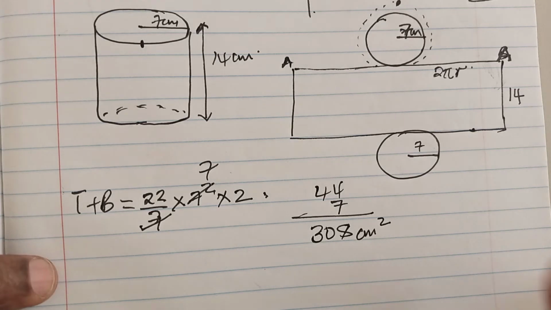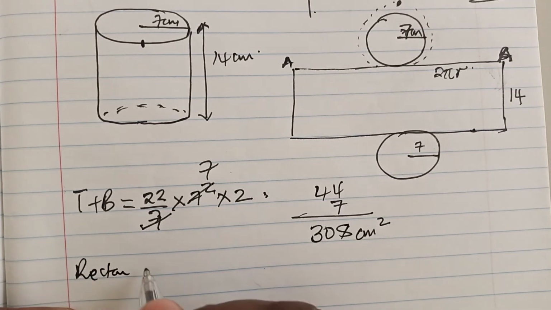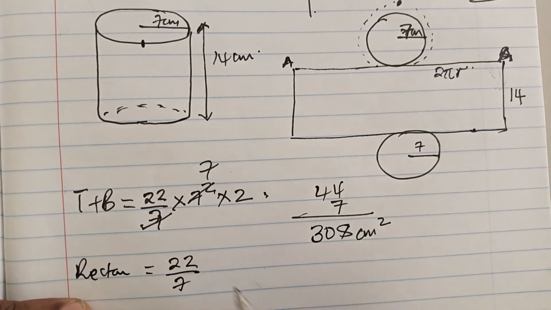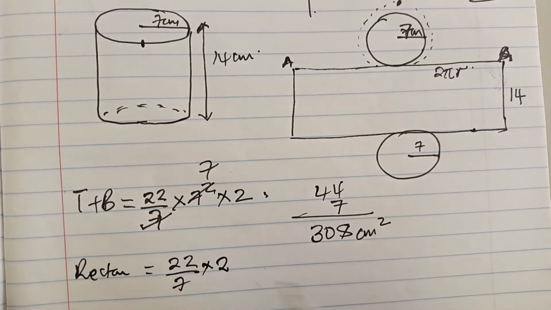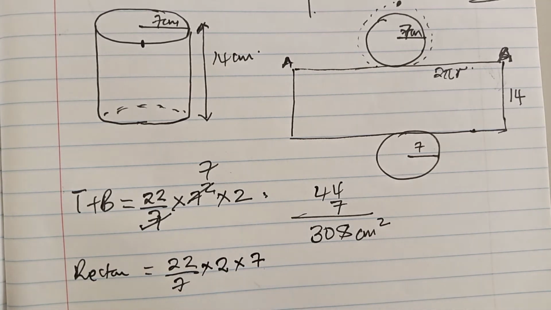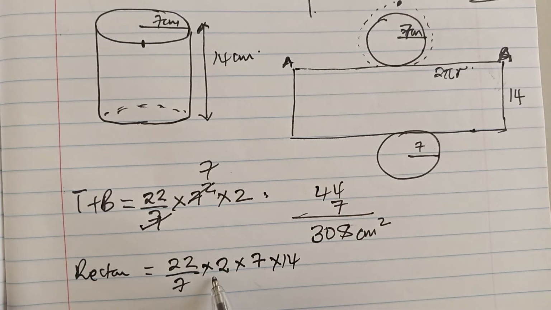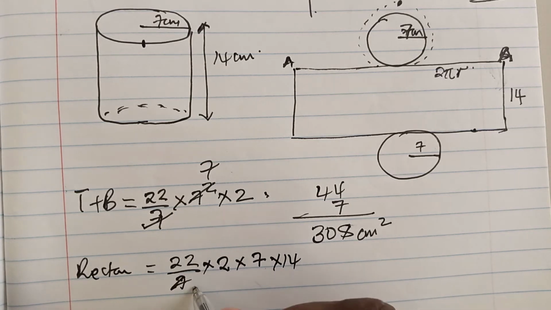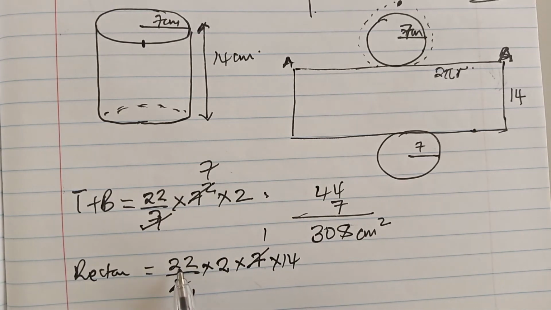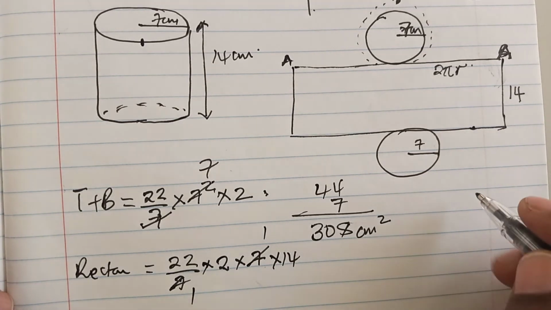Now, we still have the rectangular part, which is 22 over 7, 2 pi r, times 2 times the radius 7, of course, times 14. Because this is the length, times the height. 2 pi r times the height. 7 over 1, and we have 22 times 2, which is 44. And we are going to have 44 times 14.